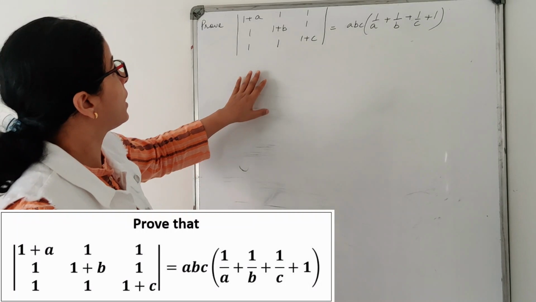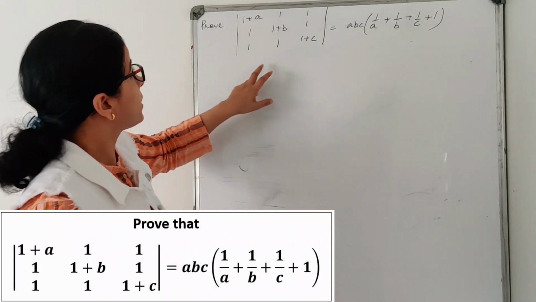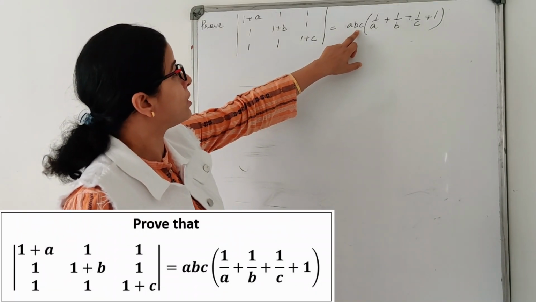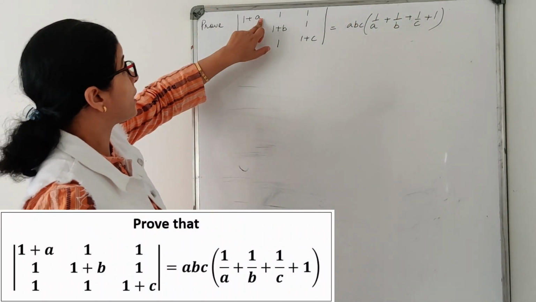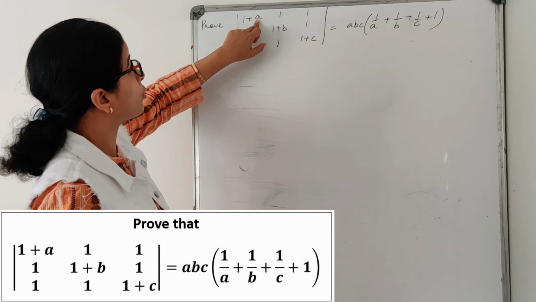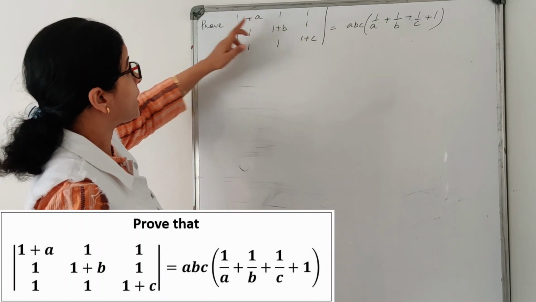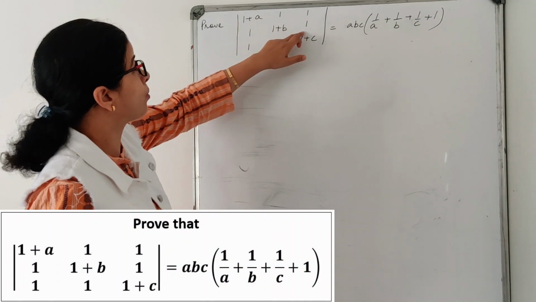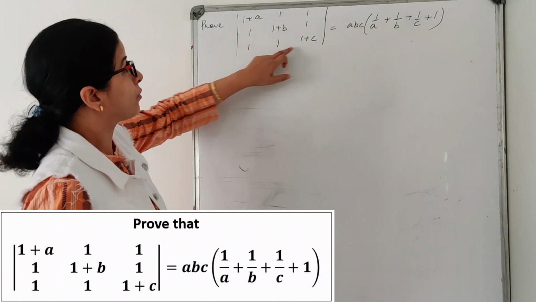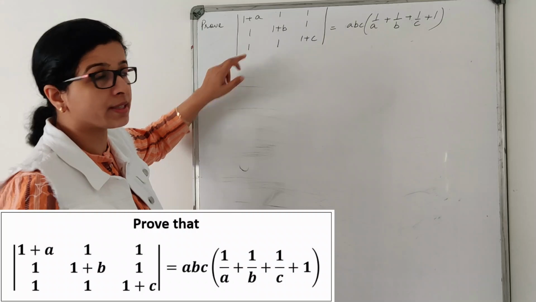Okay, so now check this question. You can see on the right hand side it is ABC, 1 upon A, 1 upon B, 1 upon C, right? But I have here A. So to make it 1 upon A, what am I going to do? I will take out A common throughout from row 1, from row 2 I will take out B common, and from the third row I will take out C common.